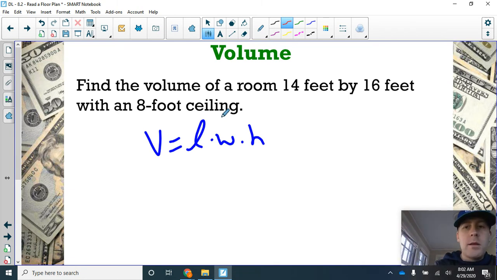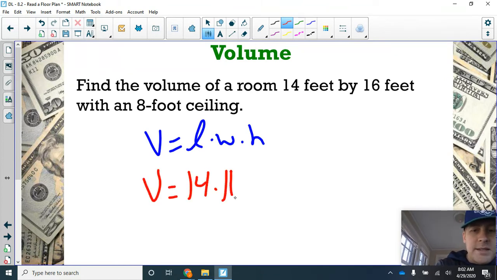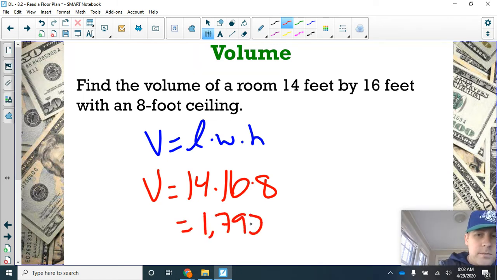So to find the volume here, all we gotta do is say, all right, well, length is 14 feet, width is 16 feet, and our height is 8 feet. So 14 times 16 times 8 would give me 1,792. And again, since it's three-dimensional space, we're going to label it as feet cubed or cubic feet.